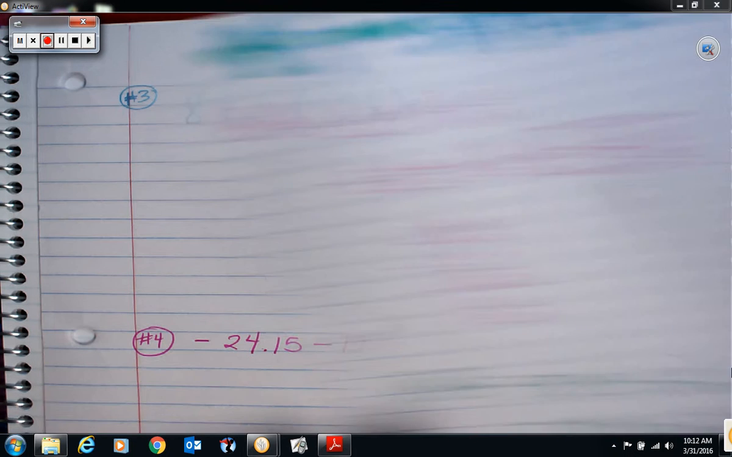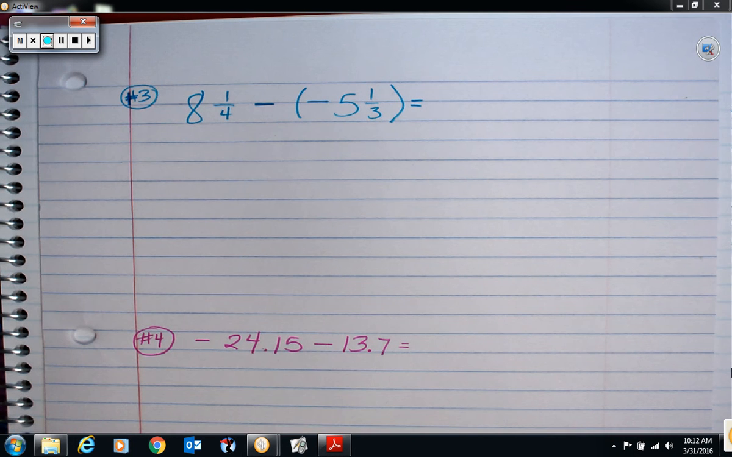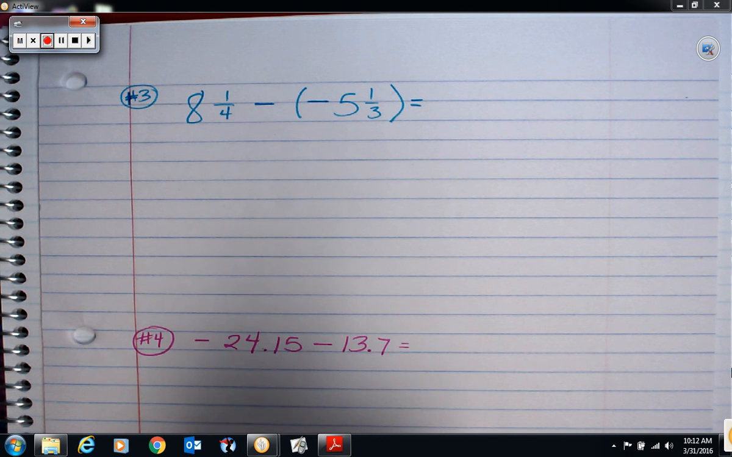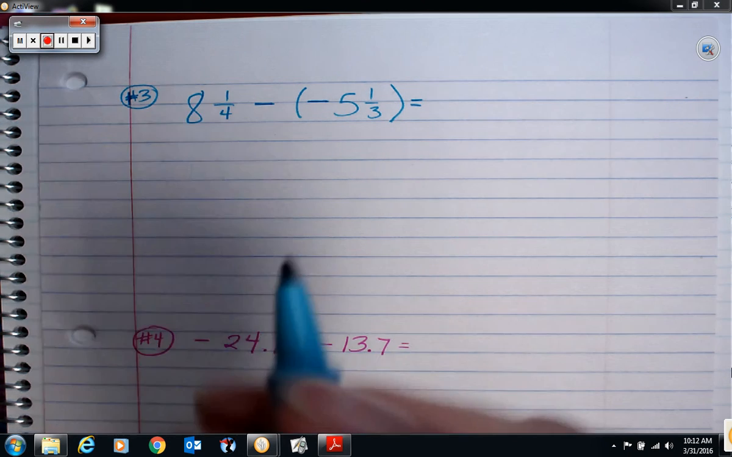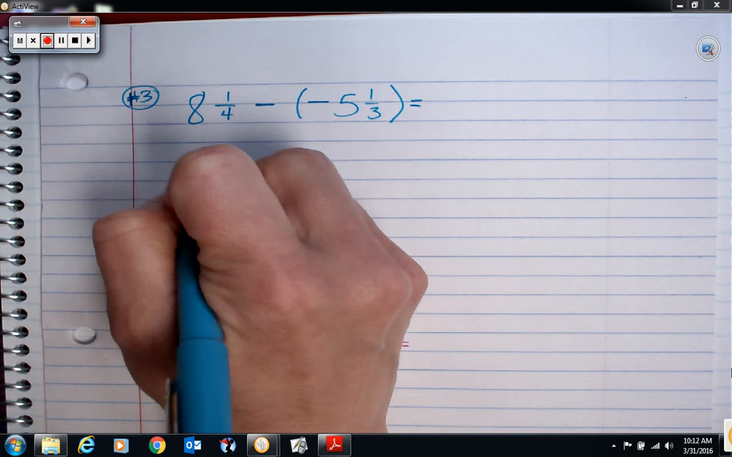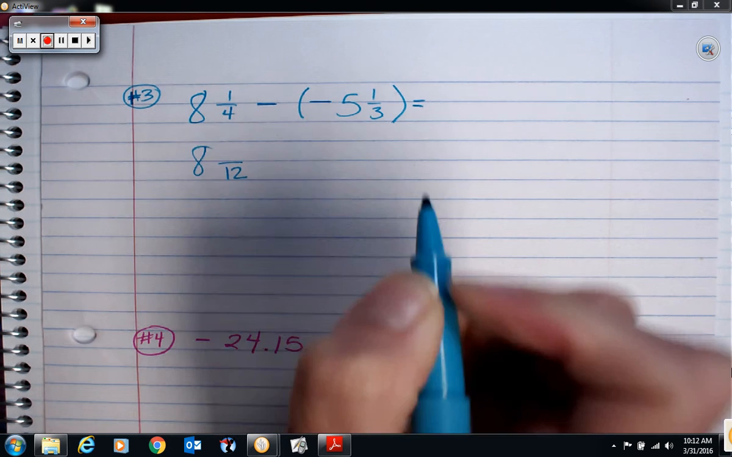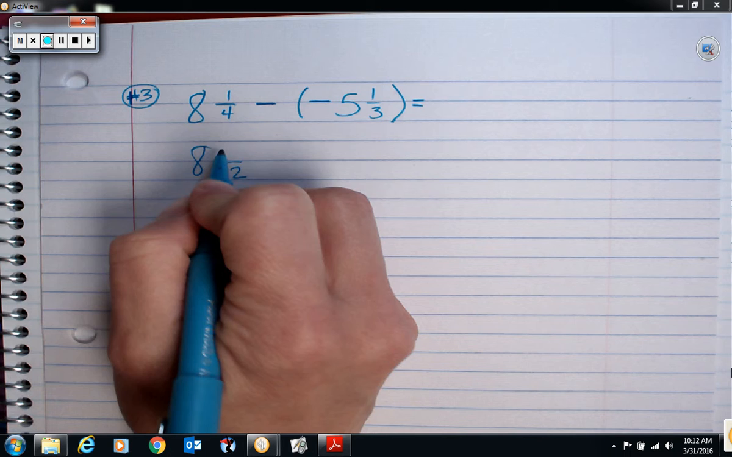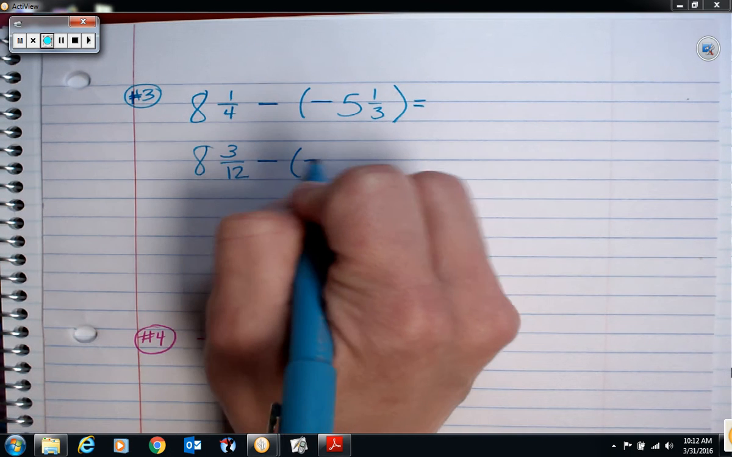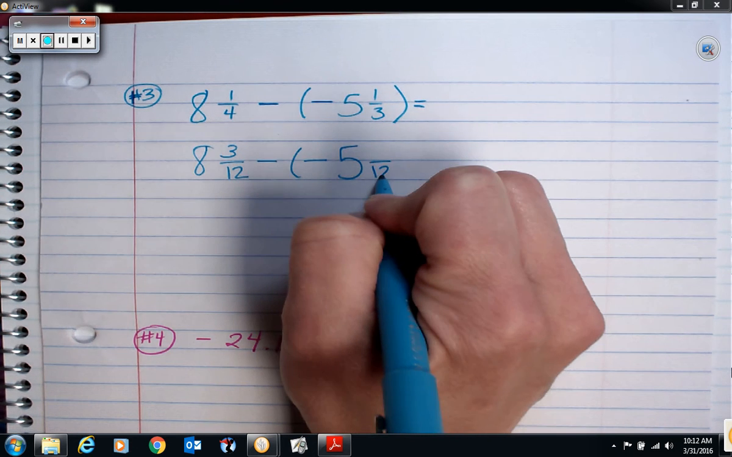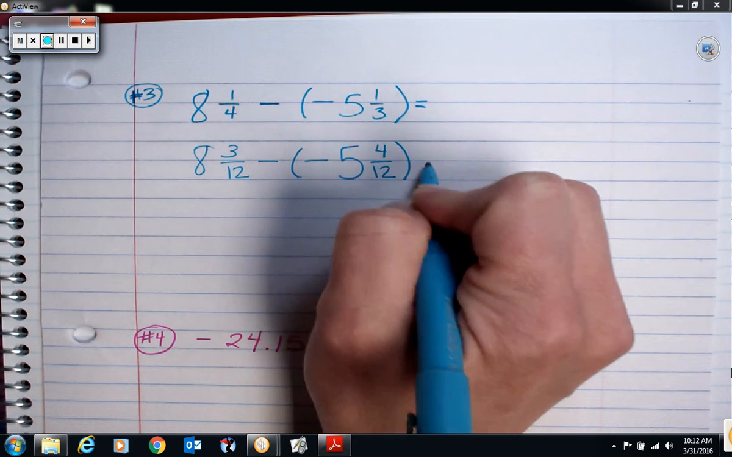So now we're going to do these two together. So number 3 was 8 and 1/4 minus negative 5 and 1/3. So the first thing I want to do is apply my rules for fractions, which means I have to have a common denominator. So the least common multiple of 4 and 3 would be 12. So I'm going to rewrite 8 and 1/4 with 12ths. And 5 and 1/3 with 12ths would be 5 and 4/12.